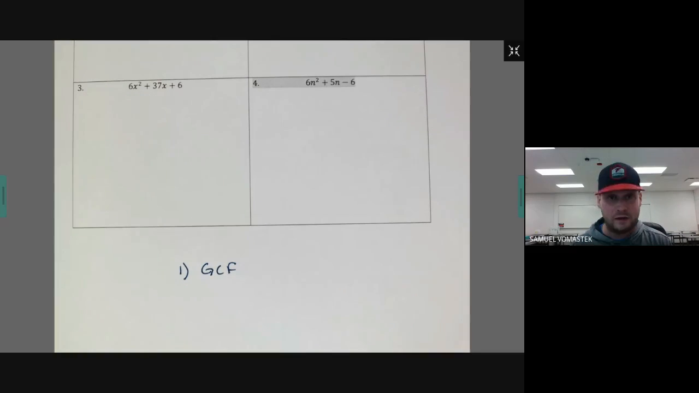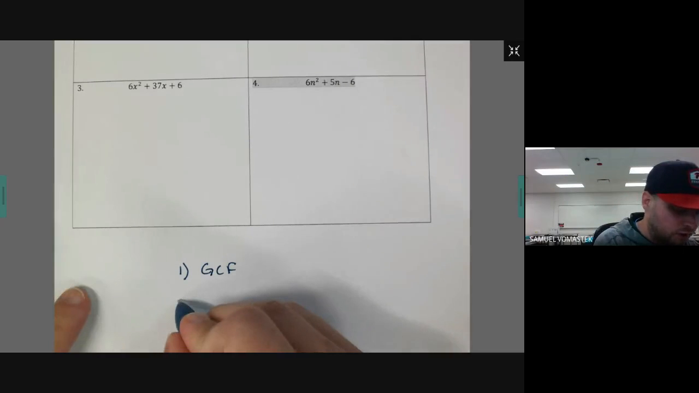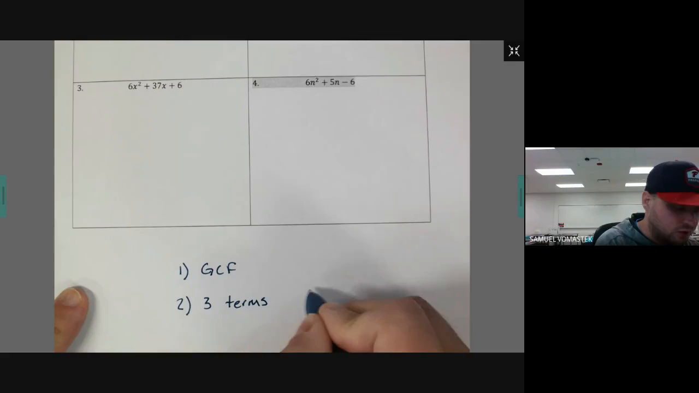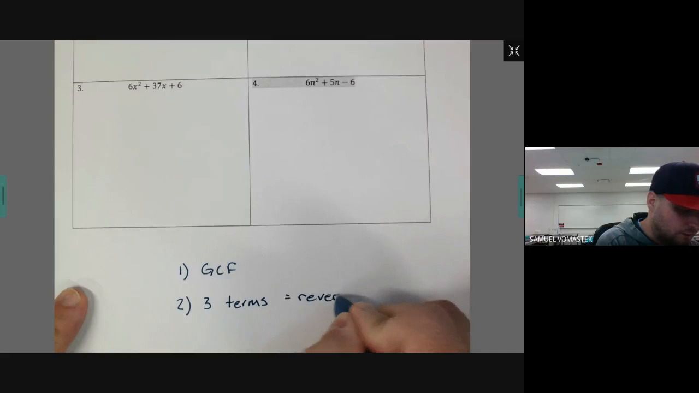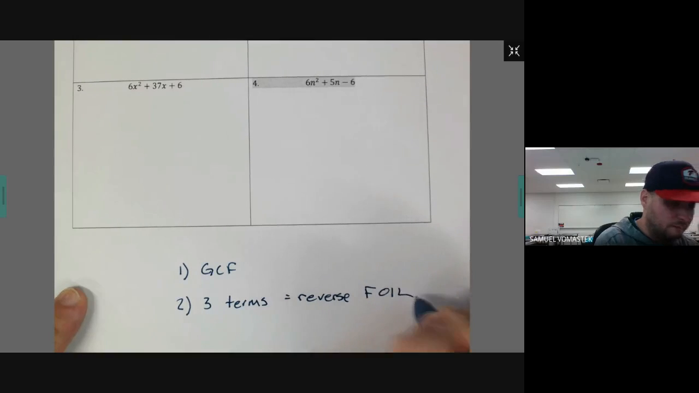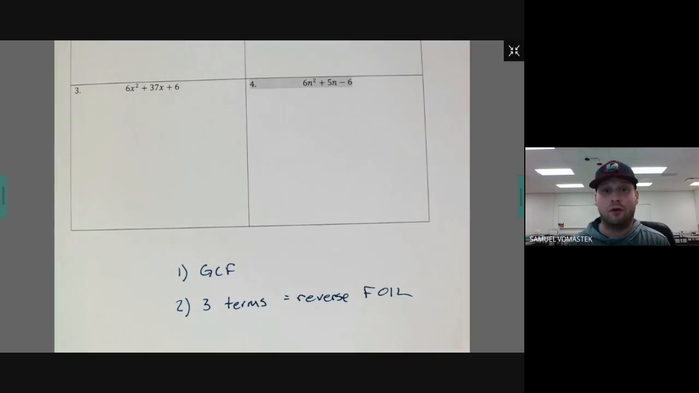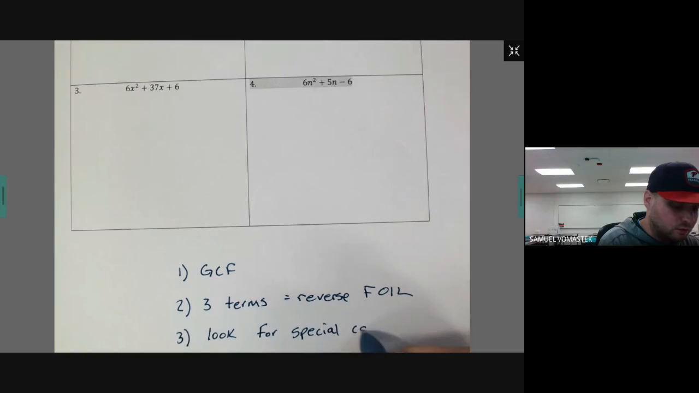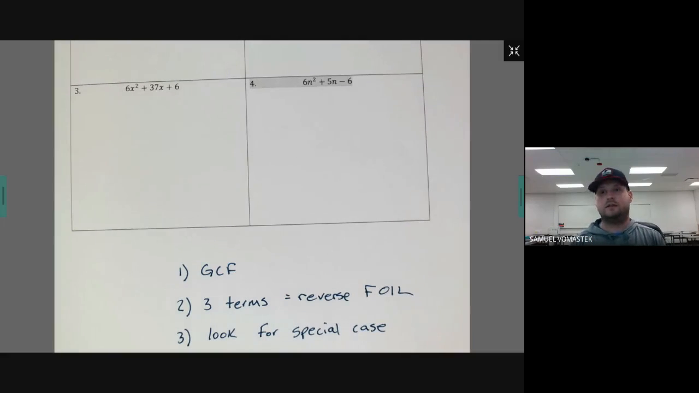Okay, so whenever you're asked to factor a polynomial, first thing you got to do, do we have a GCF? Second thing is if we have 3 terms, we are just going to reverse FOIL. Okay, so it's the exact opposite of FOILing when we have 3 terms. And then if that is not the case, the third thing we're going to do is look for a special case, which we will get into a little more as the class progresses. Okay, but you always want to follow those 3 steps when we're factoring.